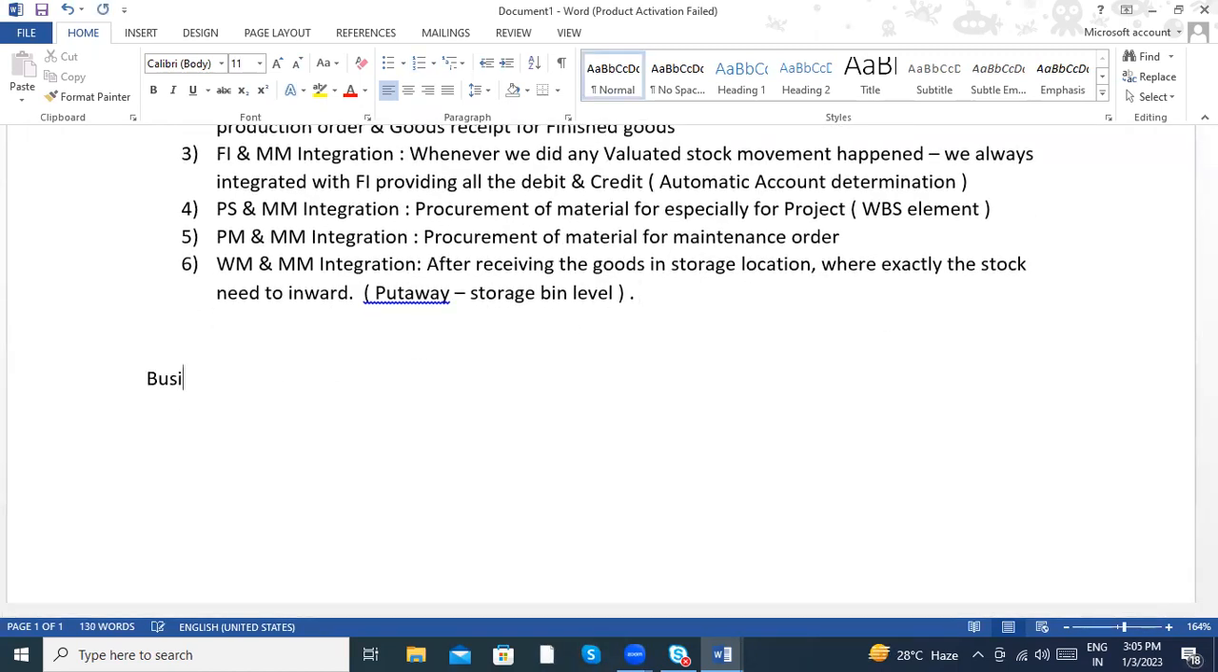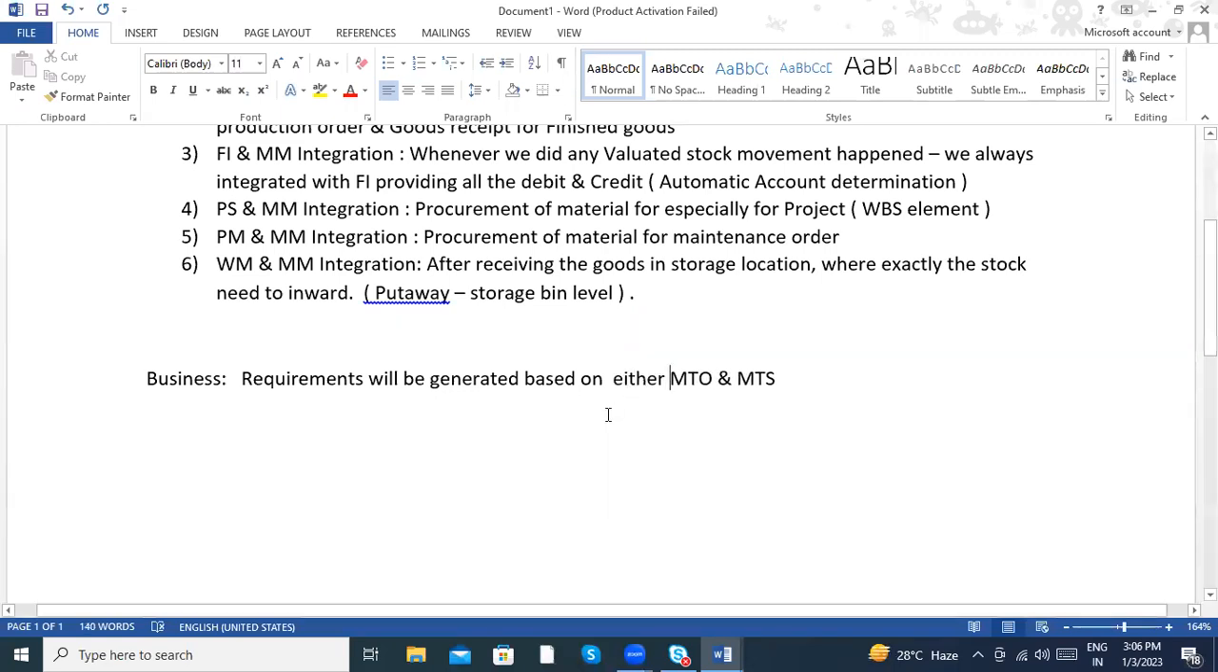Now, when we talked yesterday about how the business will be, most probably it will go either with make to order or make to stock. When the requirements are generated, they will be generated based on either make to order or make to stock. So what is make to order and make to stock?